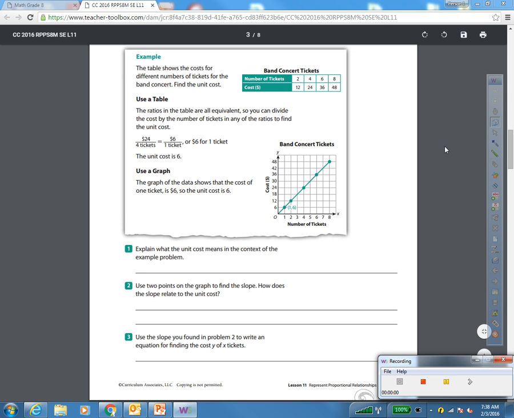Okay, so if you read the situation up here, you're comparing the cost of band tickets, and you have two different costs going on here. So let's go ahead and look at number 1. It says explain what the unit cost means in the context of the example problem. So let me grab my pen here.